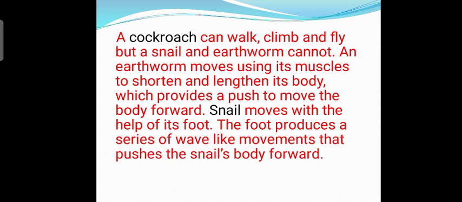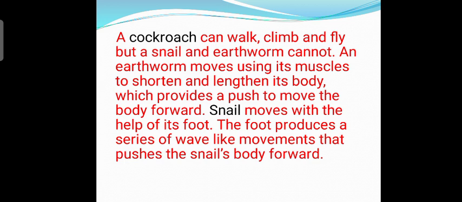An earthworm moves using its muscles to shorten and lengthen its body. Students, you have seen earthworm usually in the rainy season. These are also called farmer's friend and they are usually present in the moist soil. Whenever they move, during the movement they contract themselves and then they expand themselves. In this way they can move forward. This type of contraction and relaxation will provide a push to move the body forward.